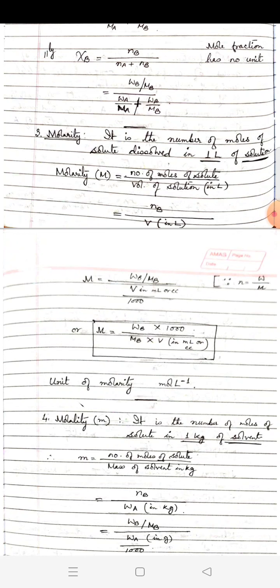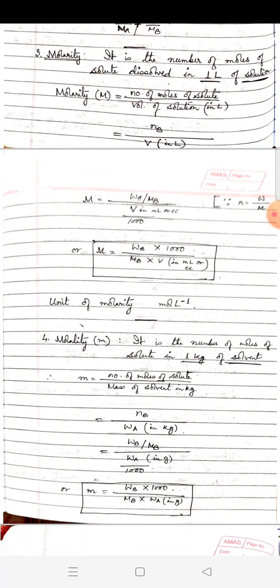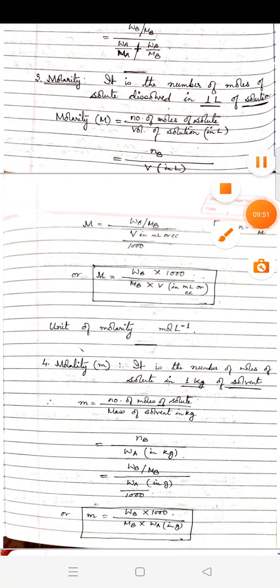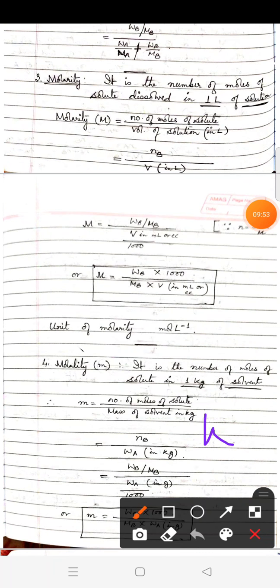Mass of solvent we write in kg. So Nb divided by Wa in kg. So Nb equals Wb by Mb divided by Wa by 1000, if we take Wa in grams. As you know, every time we need to prepare a solution in kilograms. And when you write kg, be very careful. The k should be a small letter and g also should be small. If you write capital K, it represents Kelvin.